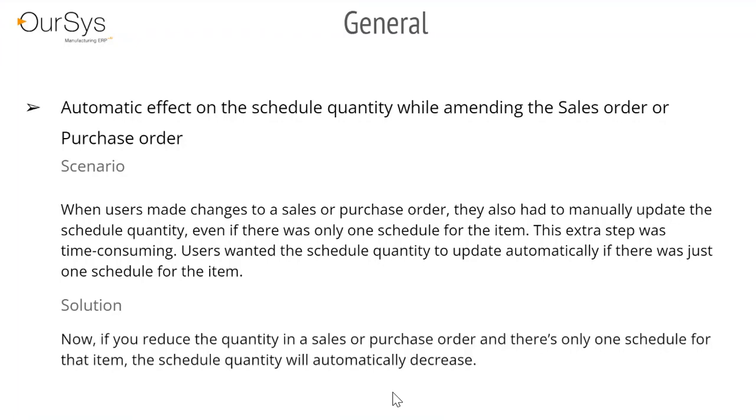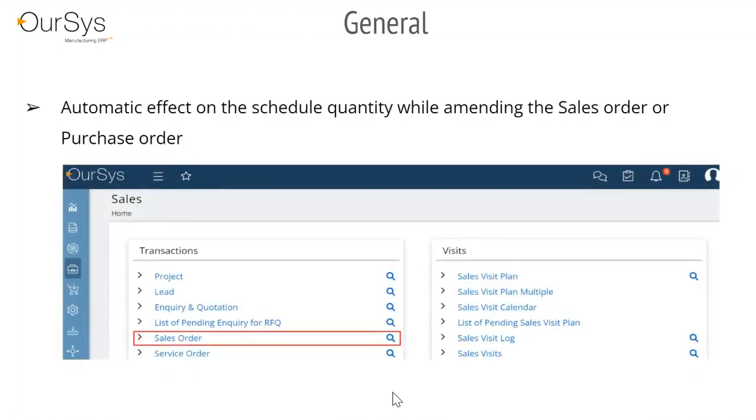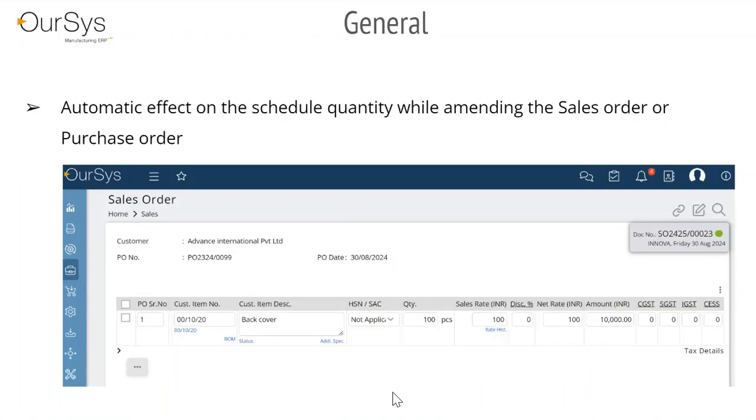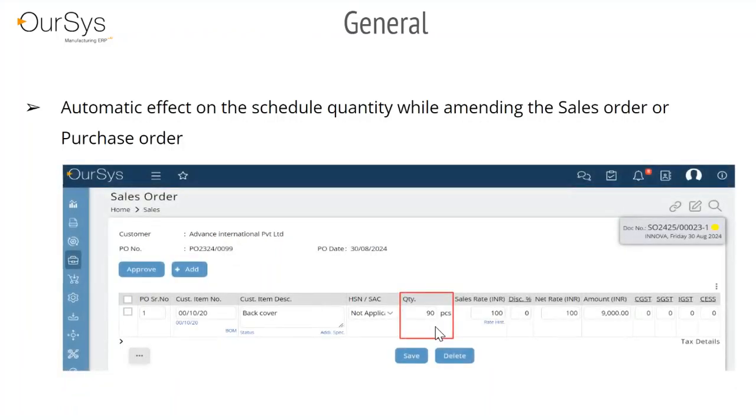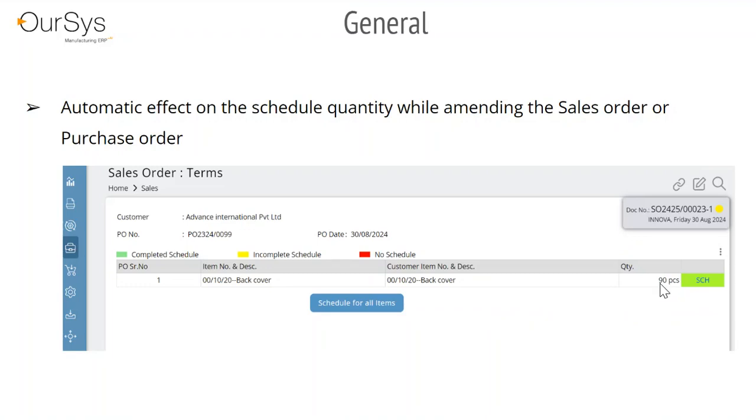So now, when you reduce the quantity in the sales order or the purchase order, and there is only one scheduled quantity for that item, the system will automatically lower the scheduled quantity for you. As you can see here, under the sales module, there is a transaction link called sales order. Here, I have made an order for a quantity of 100 pieces. Now, I am amending this order and changing the quantity from 100 to 90. When I go to the schedule, the system has automatically reduced the schedule quantity from 100 to 90.